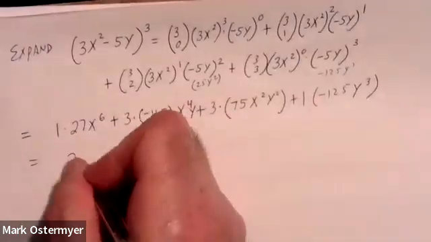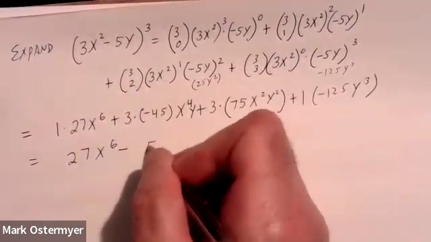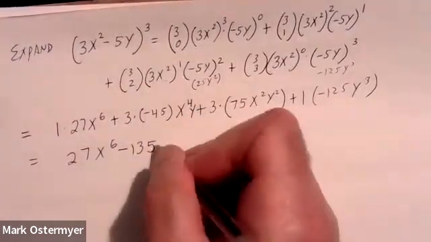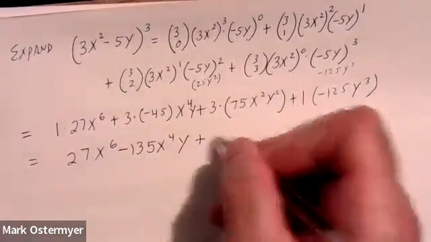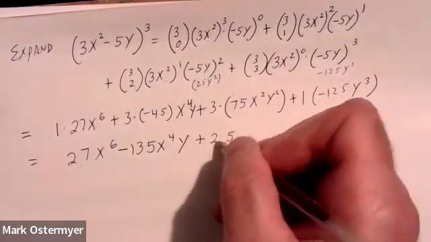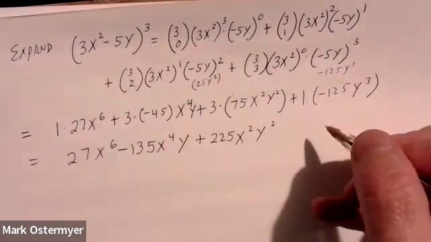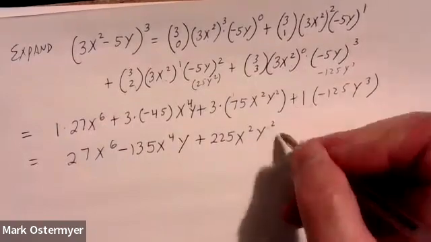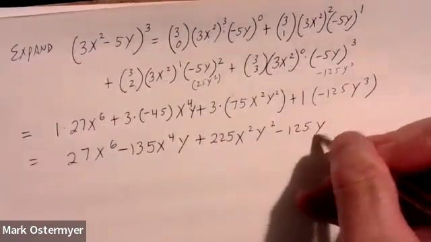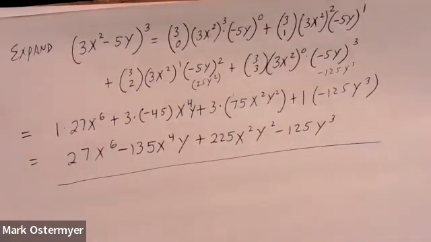All right, anyways, cleaning this up, we got 27x to the 6th. 3 times negative 45 is going to be negative 135 x to the 4th y. 3 times 75 is going to be 225 x squared y squared. And then we're going to have negative 125 y cubed. Okay, that would be the expansion of 3x squared minus 5y to the third power.